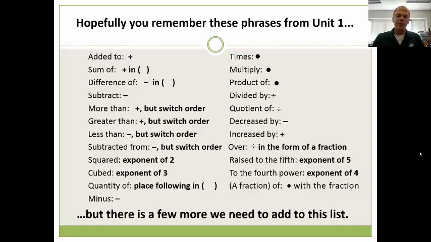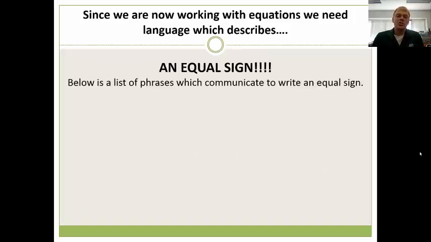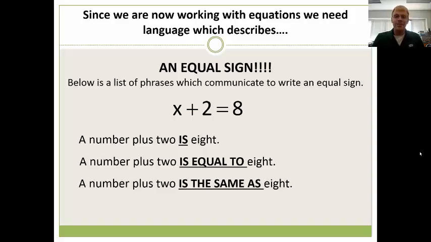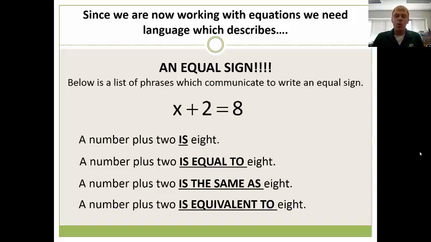There are a few more, though, that we need to add to this list, because now they're not just expressions, they are equations. So we need to know language to communicate about an equal sign, right? So if we have this equation here, x plus 2 equals 8. Well, we can obviously use the word equals, but there are some other words as well, such as the word is. We could say a number plus 2 is 8. We could say, like we said, a number plus 2 is equal to 8. We could say a number plus 2 is the same as 8. Or we could say a number plus 2 is equivalent to 8, right?